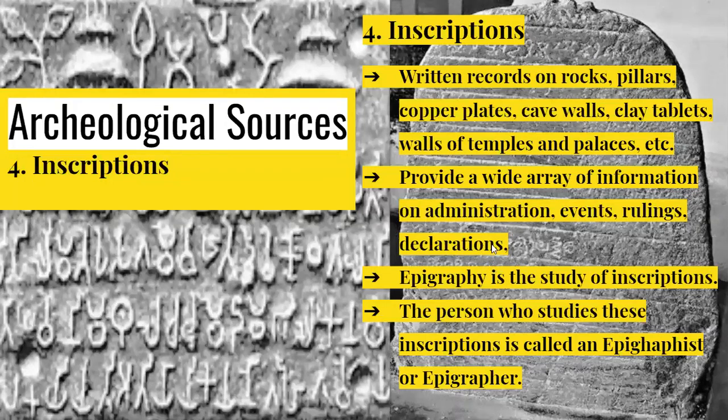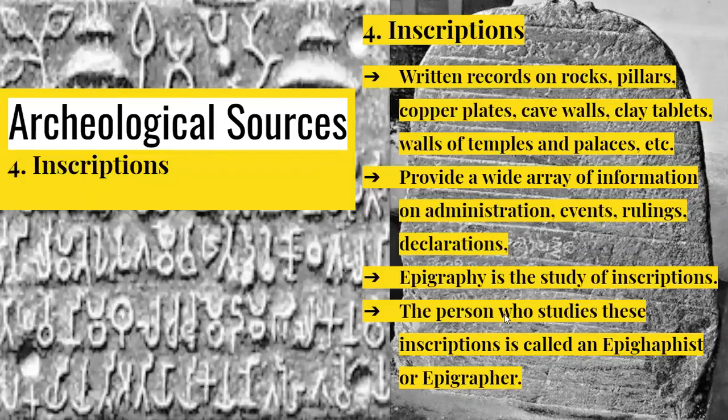He would use these inscriptions. He would use rocks and pillars and walls to tell the public what his rules were. So these kinds of writings offer very interesting insights into how the administration was working, what kind of events were happening, what kind of rulings the rulers passed, right?